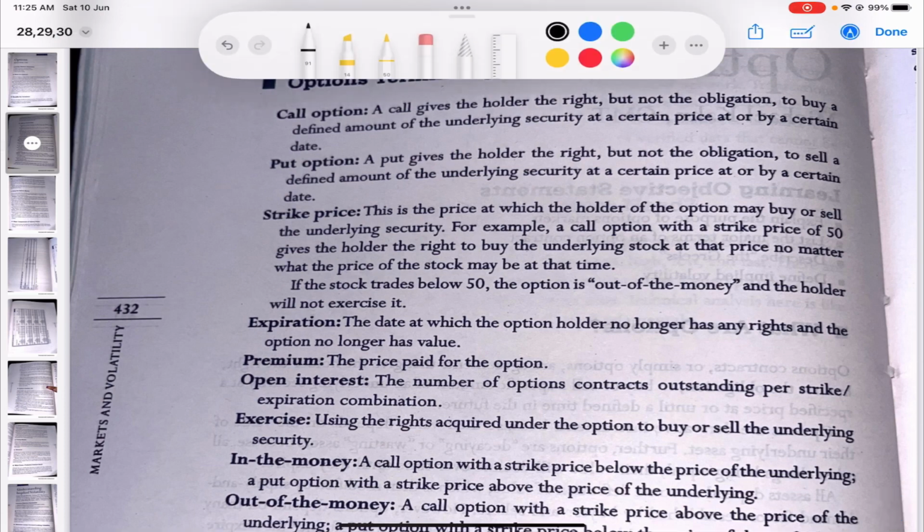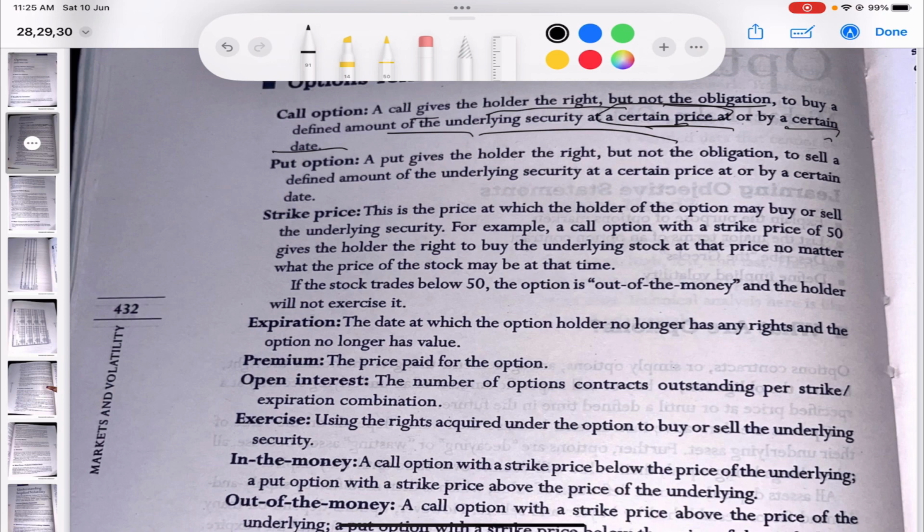A call gives the holder the right but not the obligation to buy a defined amount of the underlying security at a certain price by a certain date. A put gives the holder the right but not the obligation to sell a defined amount of the underlying security at a certain price or by a certain date.